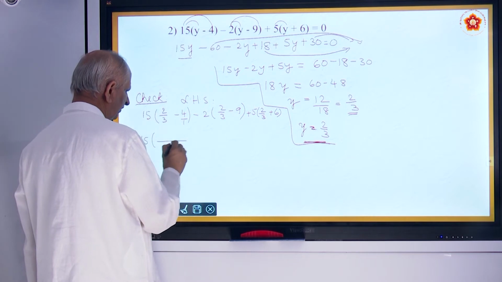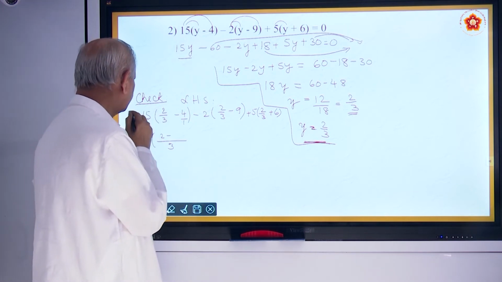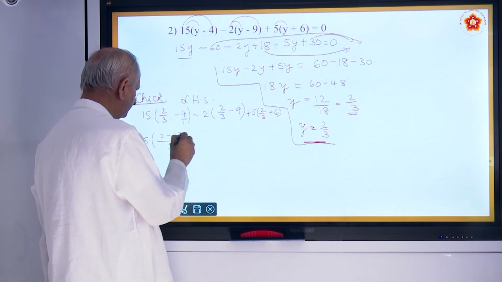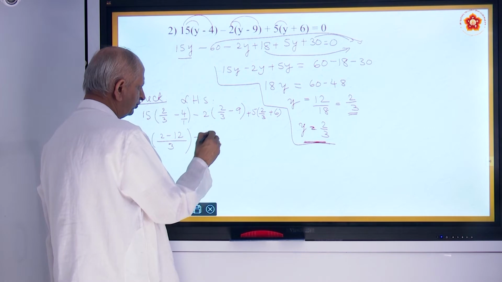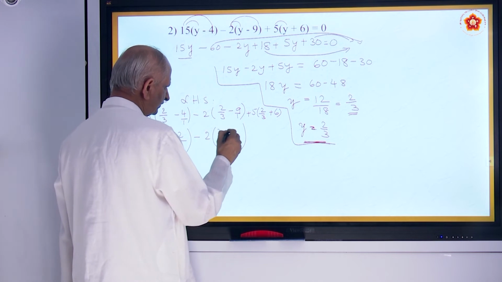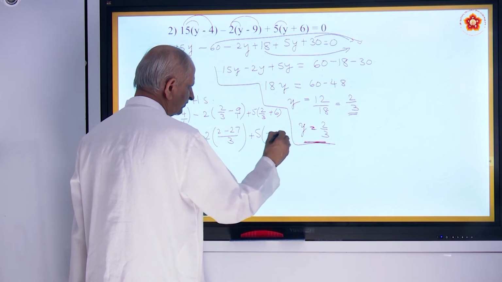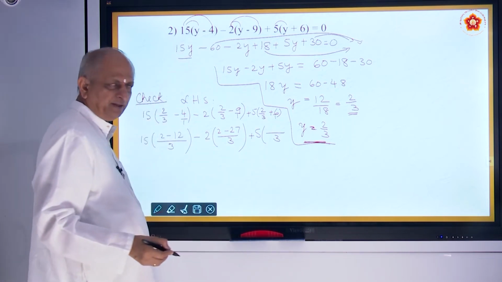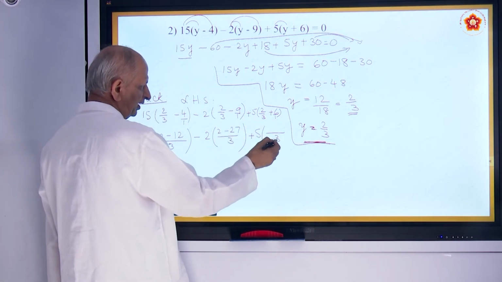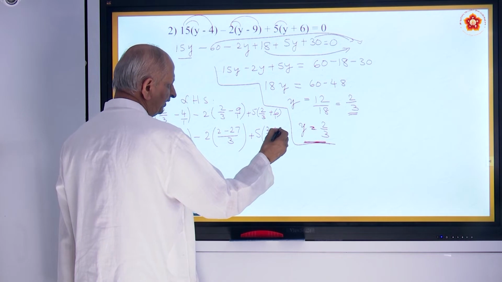15 into, LCM is 3 here. 2 minus, 3 1s are 3, 2. So 1 3s are 3, 4s are 12. Minus 2 into, LCM is 3 here. 2 minus 1 3s are 3, 9s are 27. Plus 5 into, LCM is 3 here. Are you following? When your fractions are there, you must take LCM of the denominator. So 3 1s are 1, into 2 is 2. 1 3s are 3, 6s are 18.